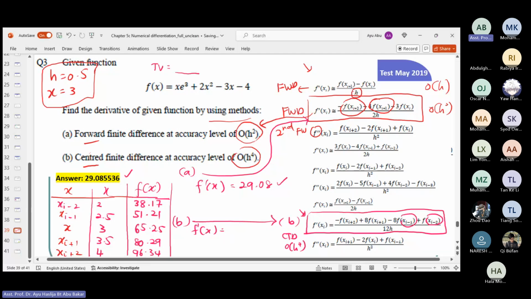Okay, so you get the same for B, 29, or different, 29.008. 29.0. Same, same. Okay, so same. The higher the order, the closer the true value. This one, if you calculate the true error, 0 already.